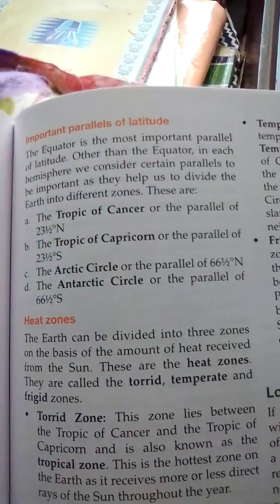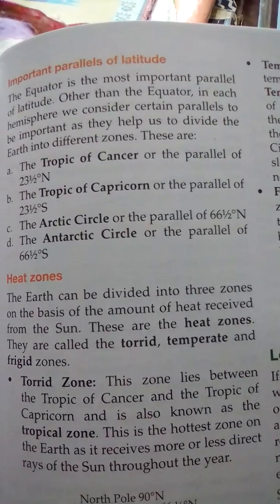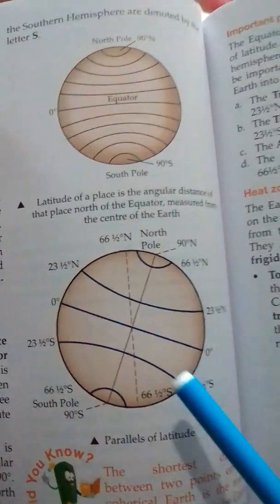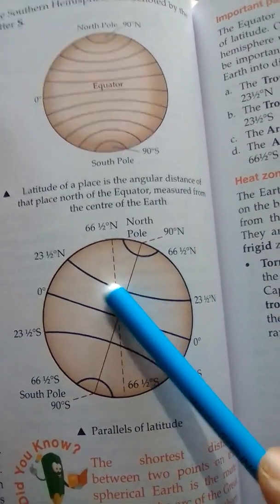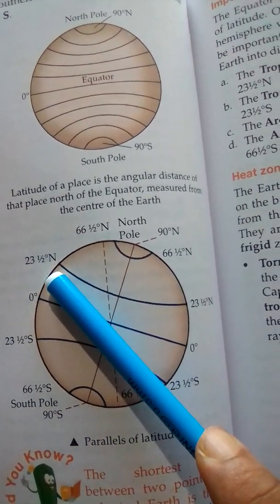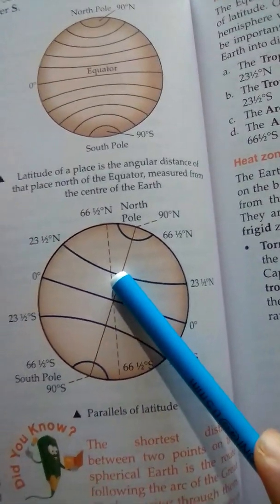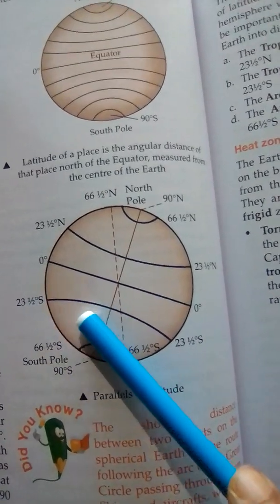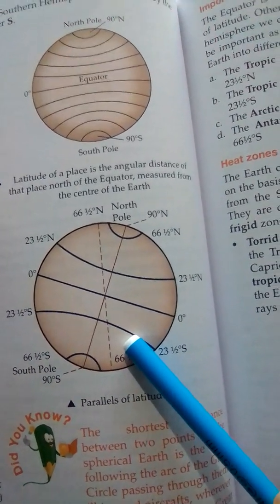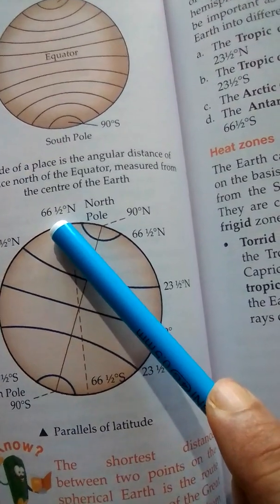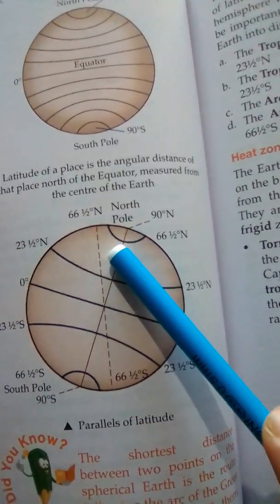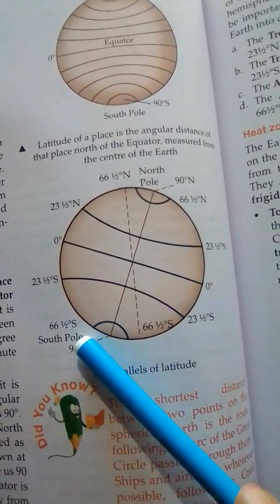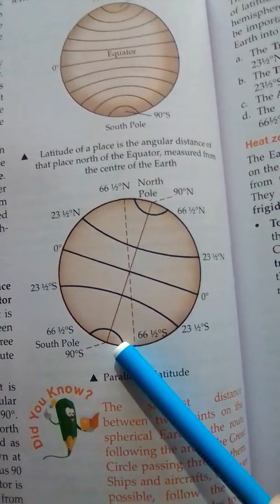Now comes the importance of the parallels of latitude. Here you have seen these lines above the equator, at 23.5 degrees north. This is called the Tropic of Cancer, and this is 23.5 degrees south. This is called the Tropic of Capricorn. And here you have seen 66.5 degrees north. This is called the Arctic Circle, and near the South Pole, 66.5 degrees south, this is called the Antarctic Circle.